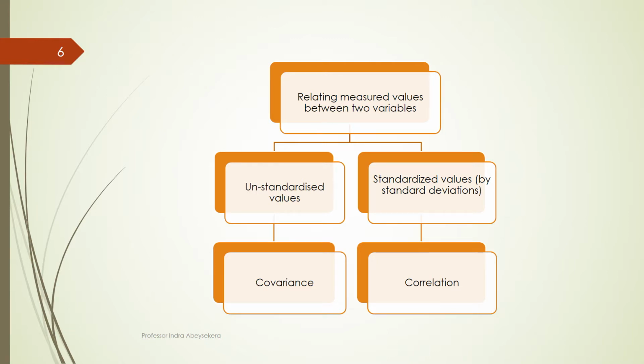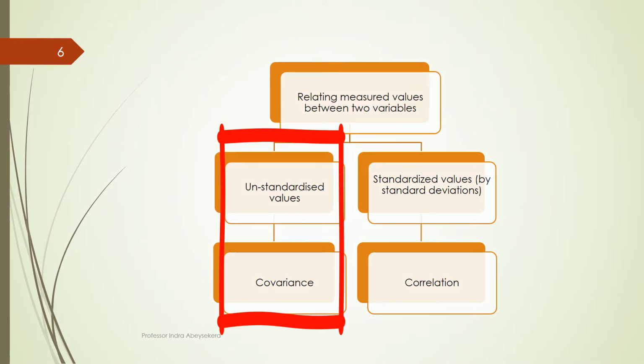When we want to establish relationships, associations between two variables, we can look at the unstandardized values. For example, on the x-axis, the distance was measured in kilometers, and on the y-axis, the distance was measured in meters. Unstandardized values, but still we can establish an association based on those values, and that's called the covariance.